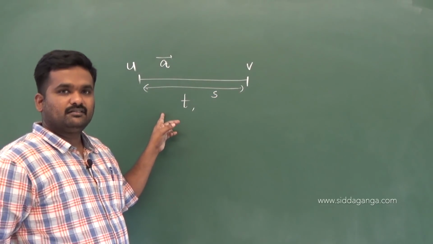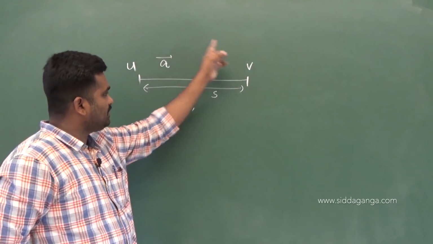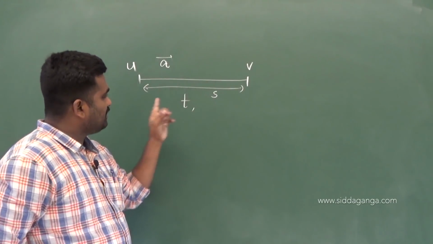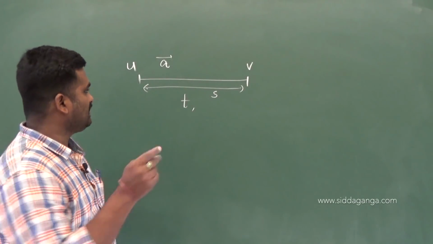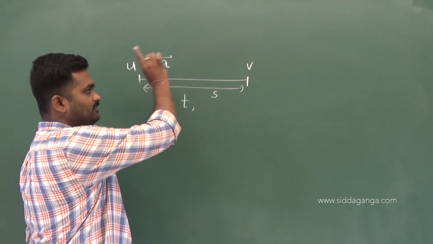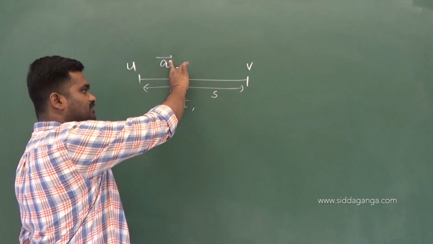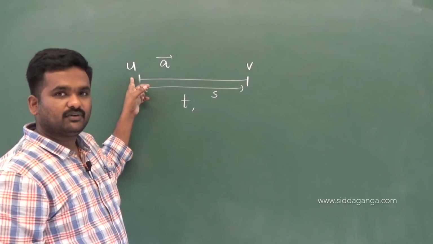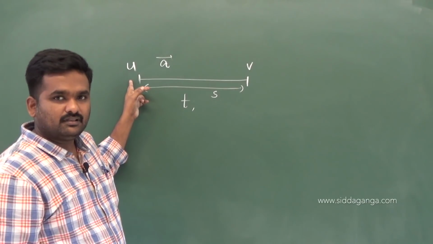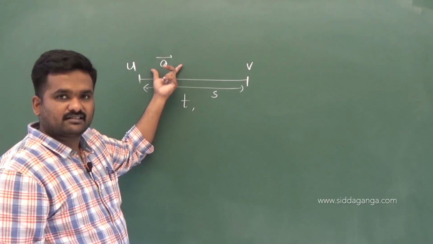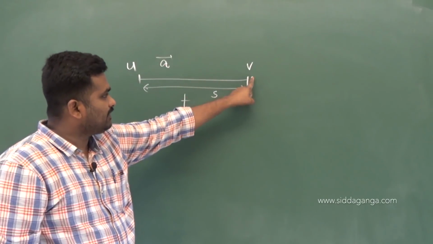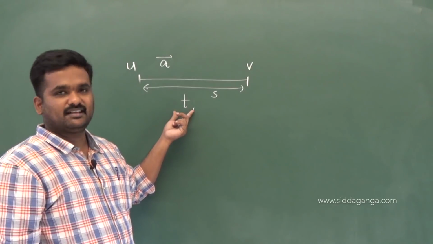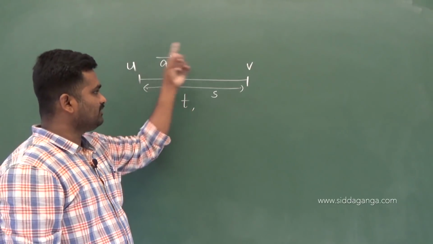In this chapter we have to study in depth these parameters which I have mentioned on the board now. What are those parameters? Initial velocity, final velocity, acceleration, displacement and time. The body started with initial velocity u, accelerated uniformly with an acceleration a and attained a velocity v after travelling a displacement of s in a time of t seconds. So, this is all we have to study.